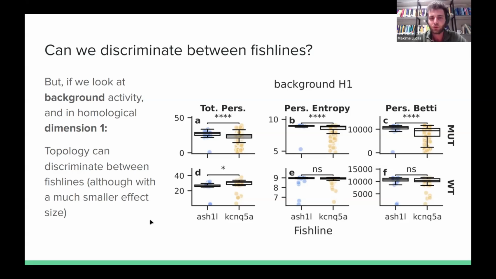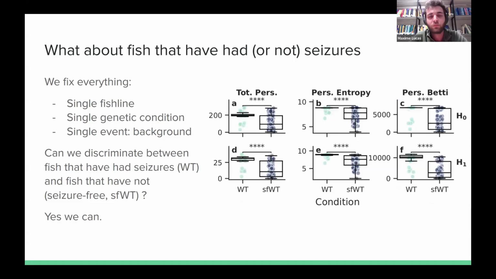Okay, so that was nice. And then we had the last result, which was basically what we were trying to see from the beginning. Now we saw that in the background activity, we could differentiate between some of the fish lines, but what if we looked at only background activity, we fix everything. So we look at one fish line with a single genetic condition, so only wild types, and a single event, so background. And we were wondering, can we distinguish between fish that have had seizures and fish that have never had seizures? And these are the two groups I was telling you about.